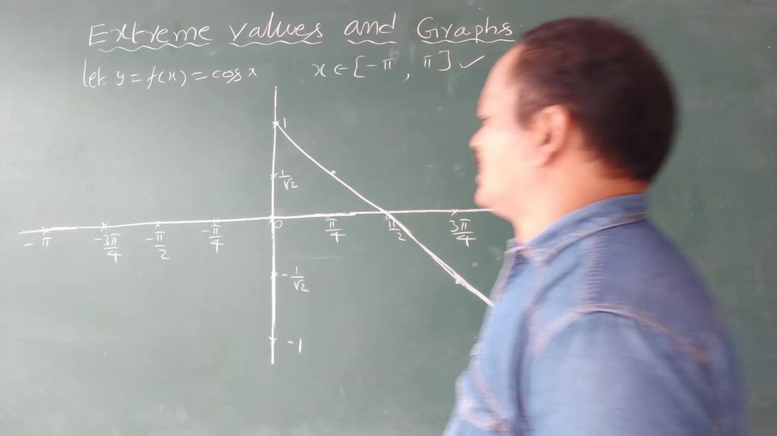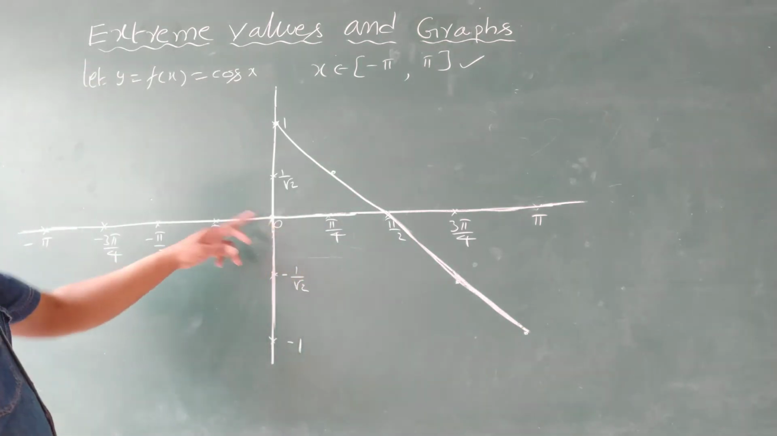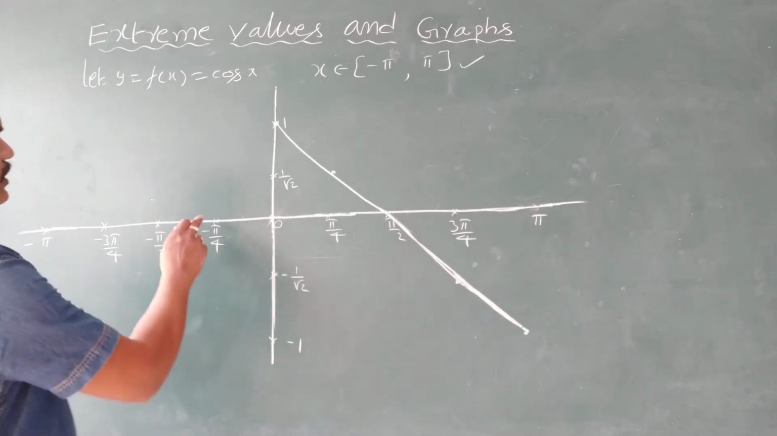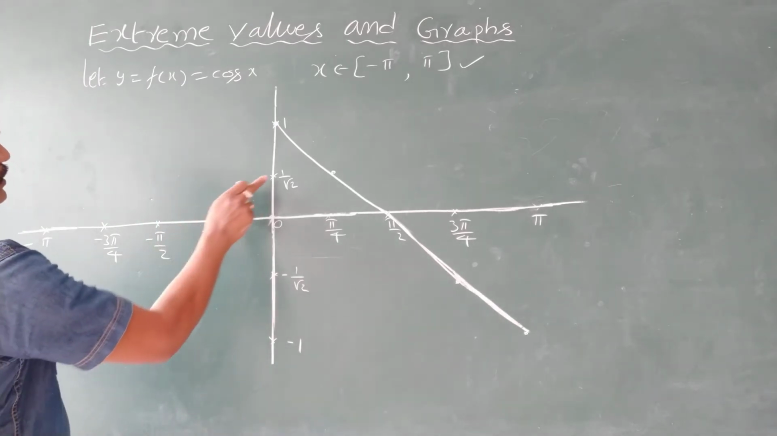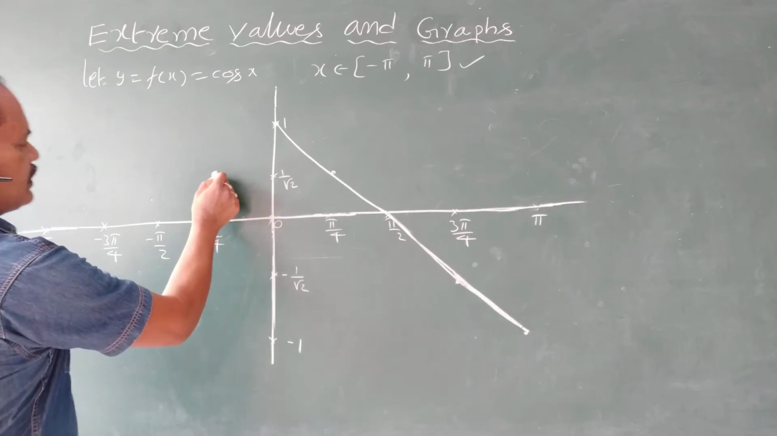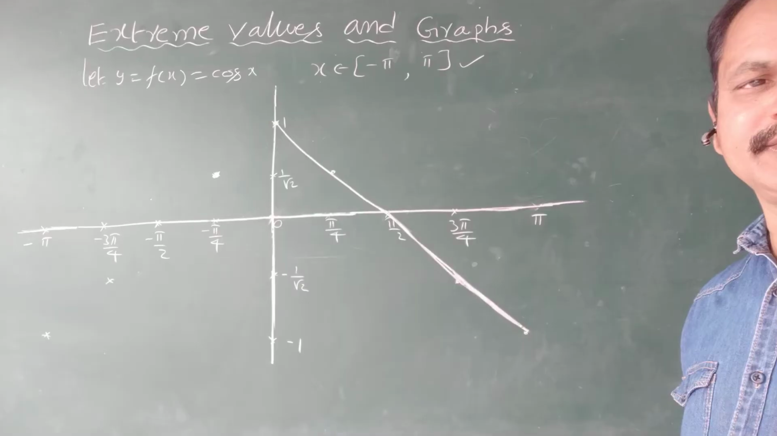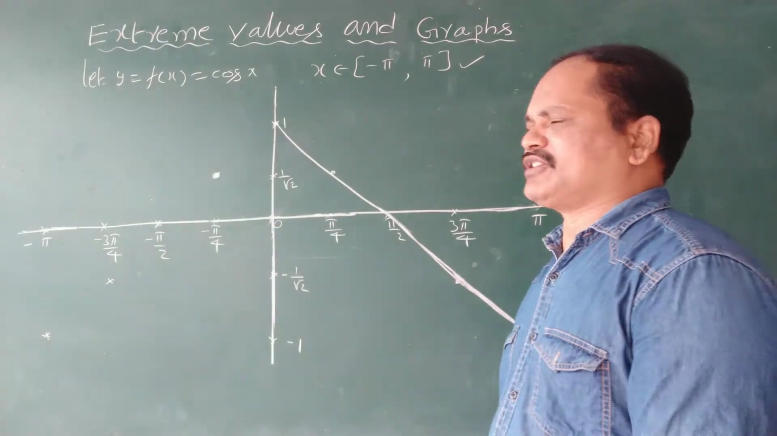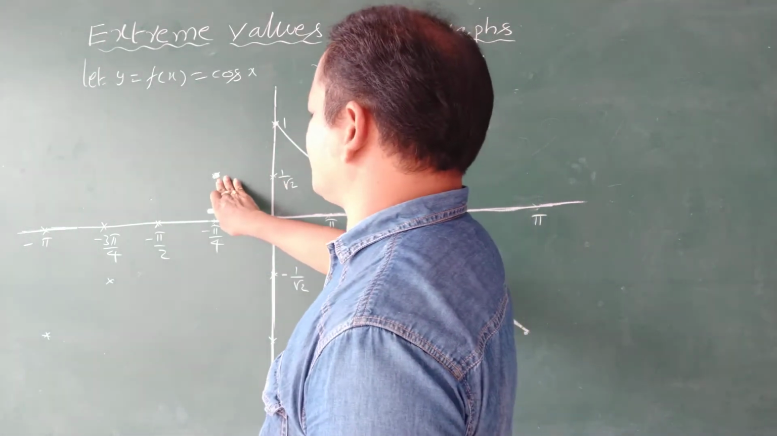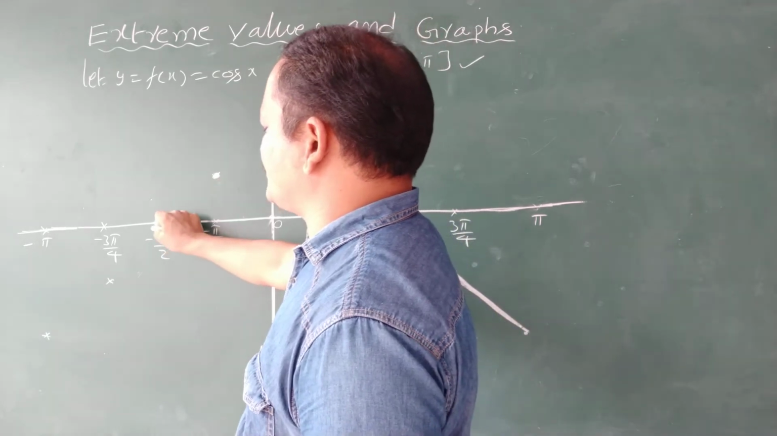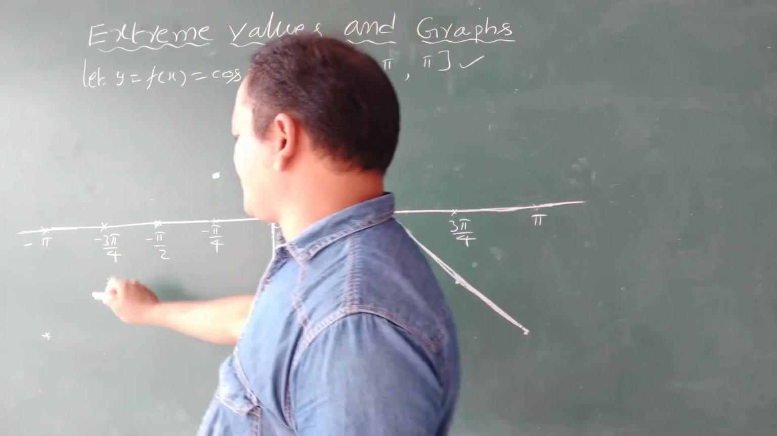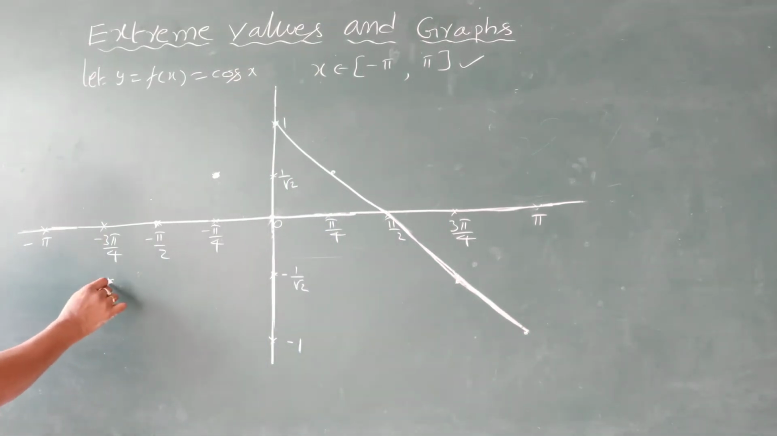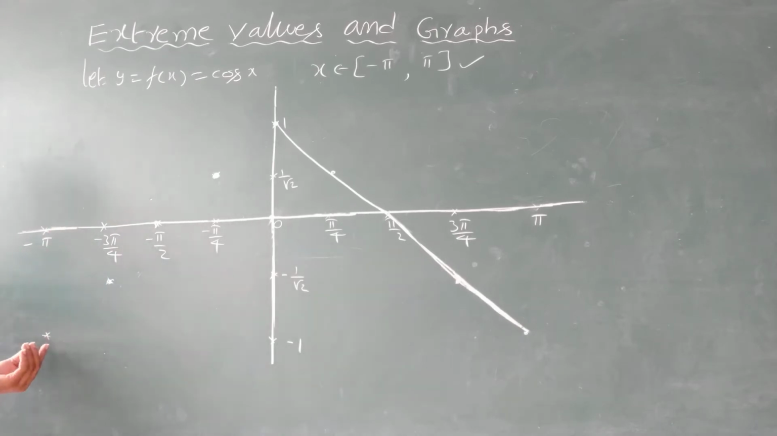Next, cos minus pi by 4. Cos negative is positive. That's why cos minus pi by 4 is nothing but 1 by root 2. Cos minus pi by 2 is 0. And cos minus 3 pi by 4 is minus 1 by root 2, cos 135 degrees. And cos minus pi is minus 1.